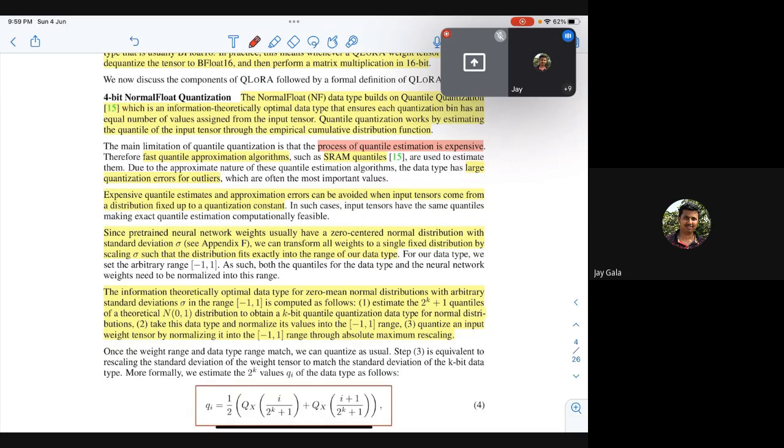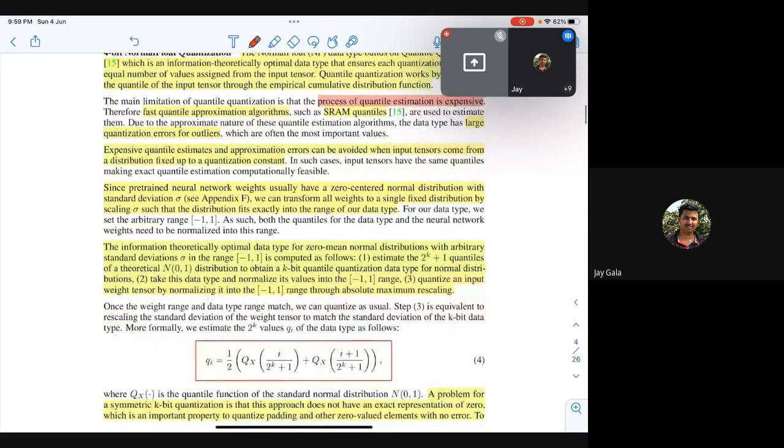So eventually, when you want to do a quantization to a fixed quantization constant, what you do is you just transform the weights, basically by shifting the distribution, or scaling the values. So that's how they try to do it, and they propose this data type.